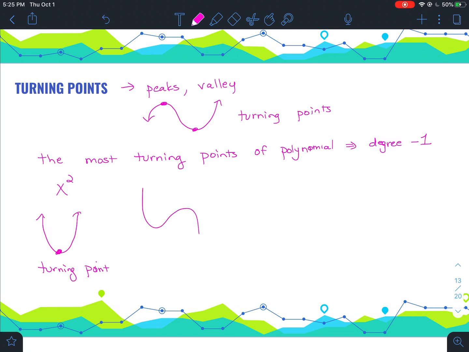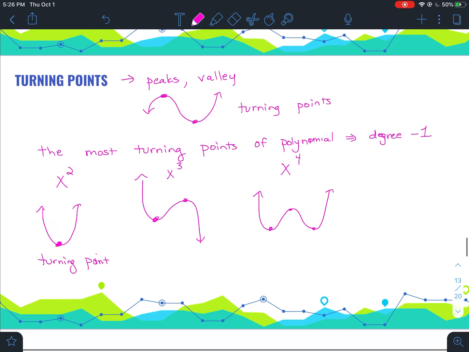X cubed could have at most 2 turning points. X to the 4th could have at most 3 turning points. So it could have a peak and 2 valleys, or 2 valleys and a peak, and so on and so forth. X to the 5th could have at most 4 turning points, etc. So the turning points on the graph are the peaks and the valleys, which we also call local minimums and local maximums, if you remember. And the most turning points that you could have would be 1 less than the degree. You don't have to have that many turning points, but that would be the most that you could have on a polynomial graph.